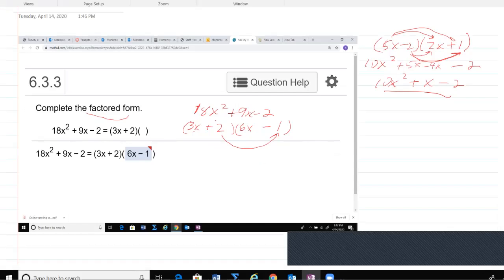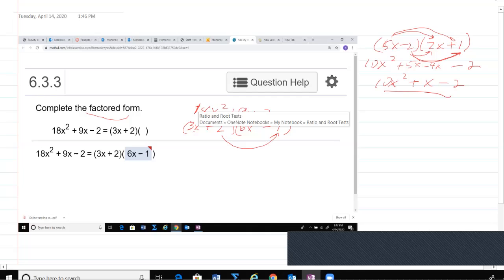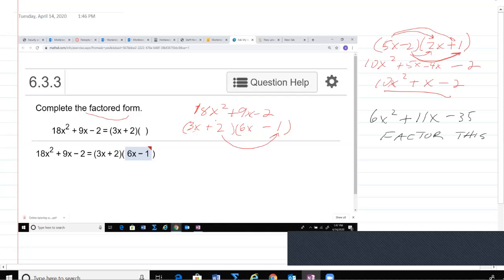Okay, so let's say we got a problem like this. I have 6x squared plus 11x minus 35. And I want to come up with the factorization. So I'm going to factor this. So I'll start off, and because it's squared and there's an x in the middle and a constant, I'm going to assume that it'll take this form. And I'll try my best to make it happen.